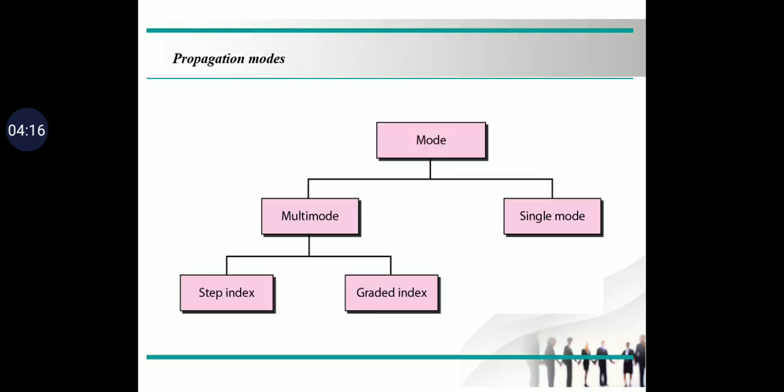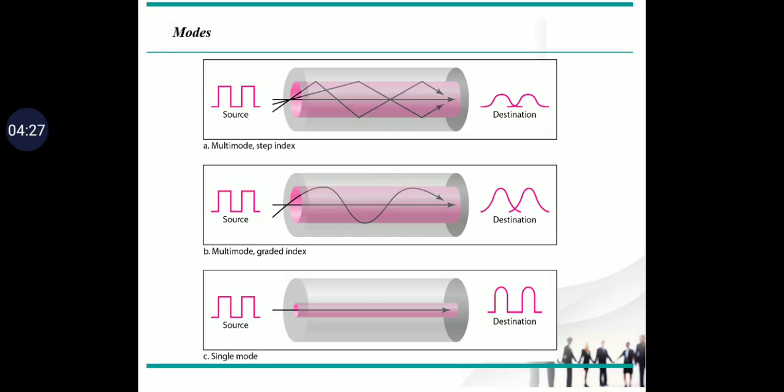So the different types of propagation modes which happen in optical fiber are multimode and single mode. In multimode we have step index and graded index. In multimode, step index is where the refractive index of the core is uniform while the cladding has a lower refractive index. Next, multimode graded index is an optical fiber where the refractive index of the core gradually decreases from the center towards the cladding.